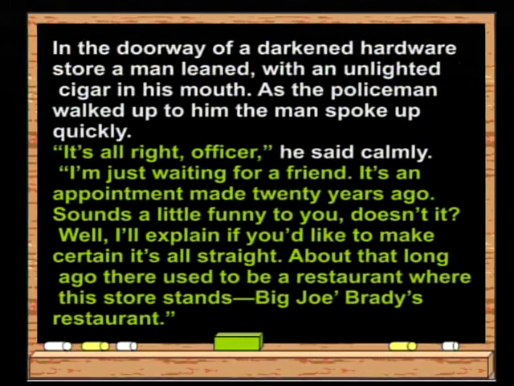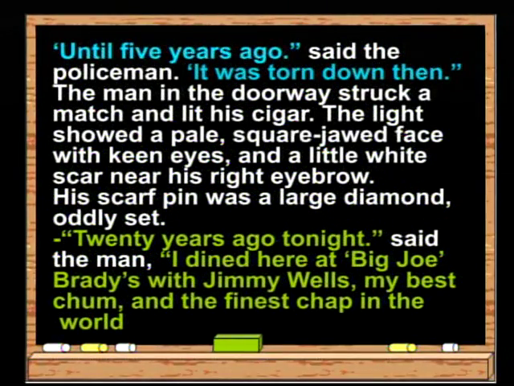About that long ago, there used to be a restaurant where this store stands. Big Joe Brady's Restaurant." "Until 5 years ago," said the policeman. "It was torn down then."